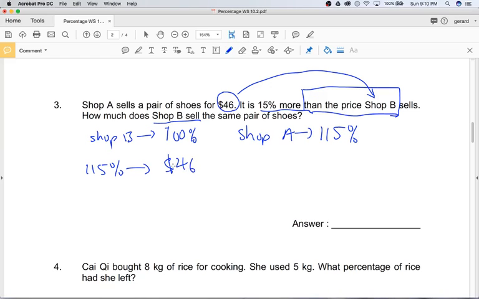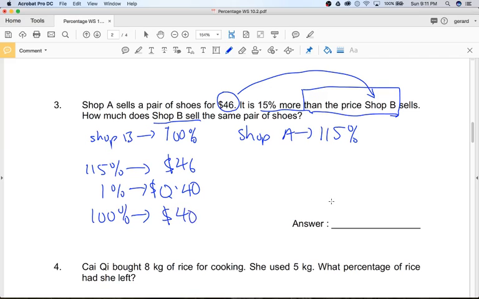Okay, so to find this, very easy, just use normal unit methods. You can find what's 1% first. You can just press a calculator. You take 46 divided by 115, you get 0.4. Don't forget the dollars, 40 cents. So from here you can find what is 100%. You get $40. Just move it over by 2 places.